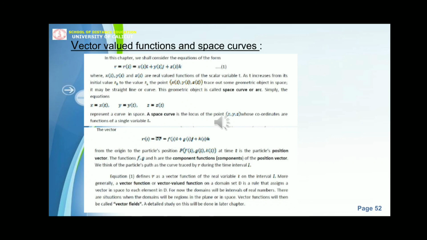Now let us define what a vector function or vector valued function is. A vector function or a vector valued function on a domain set D is a rule that assigns a vector in space to each element in D. The domain D is usually real numbers, and sometimes it can also be regions in the plane or space.